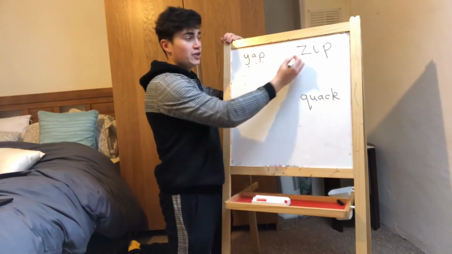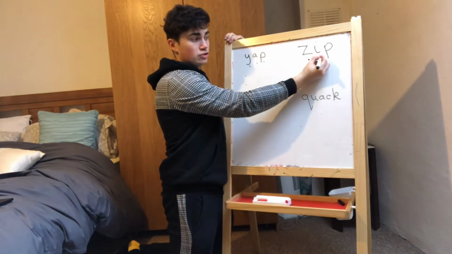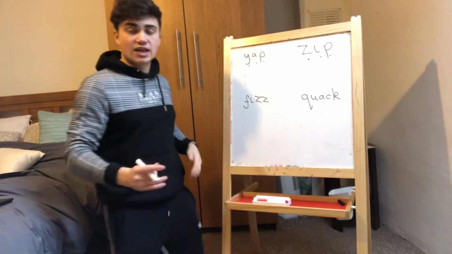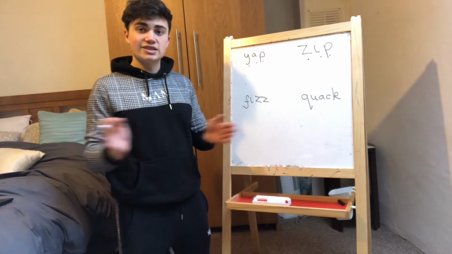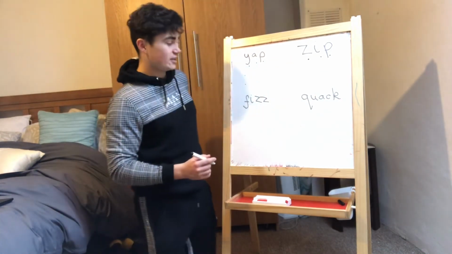Did you get this one? What's this phoneme? It's a z, i, p. Right, let's blend together. Z, i, p makes the word zip. Well done if you got that at home. Fantastic. Right, let's move on.